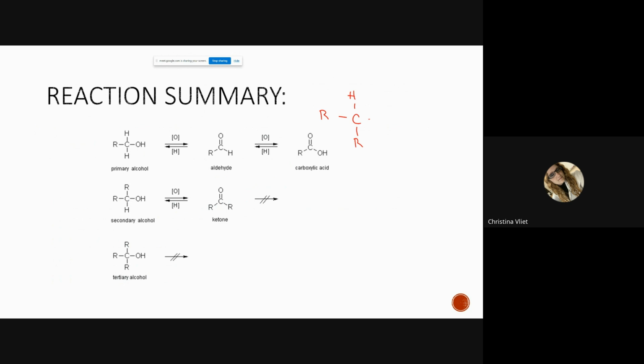How does this tell me I have a primary alcohol? Oh, this is secondary. How do I know I have a primary alcohol? That's only bonded to one C, which is the R. R stands for carbon groups, or the rest of the carbon chain. And so if I see a carbon next to one R group, this tells me that it's primary.